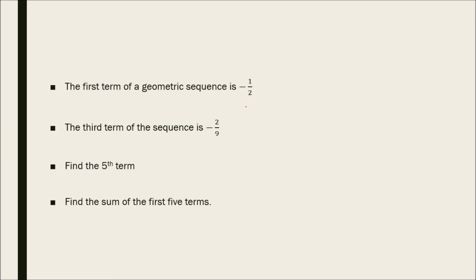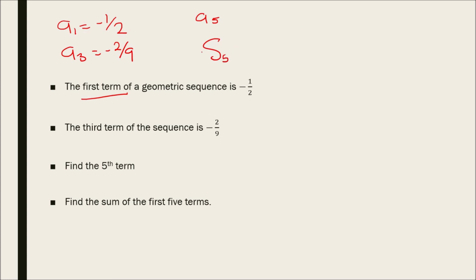Let me do this. The first term of a geometric sequence is, okay, so whenever you start seeing these words, try to automatically write them in math form. So whenever I see the first term, I just say a1 equals minus 1 over 2. The third term, a3 equals minus 2 over 9. Automatically find a5. That's what they're saying. Just find a5. Find the fifth term, words. Find a5. And then find the sum of the first 5 terms, S5.